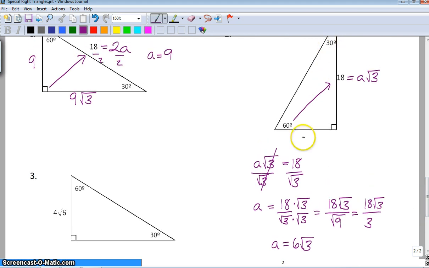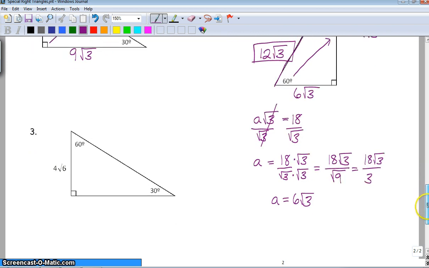Across from 30, I know is the a side, so this is just 6 times the square root of 3. Across from 90 is the 2a side. So 2 times 6 times the square root of 3. I can multiply 2 times 6 and get 12 times the square root of 3, which is the length of the side across from 90 degrees.